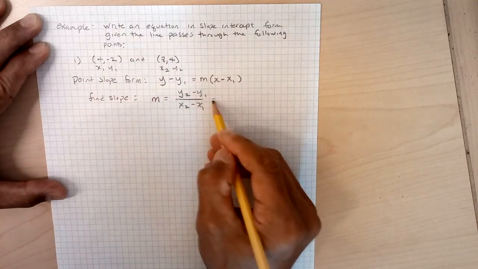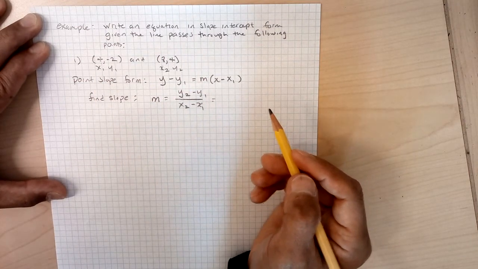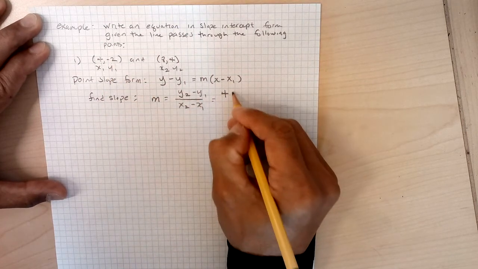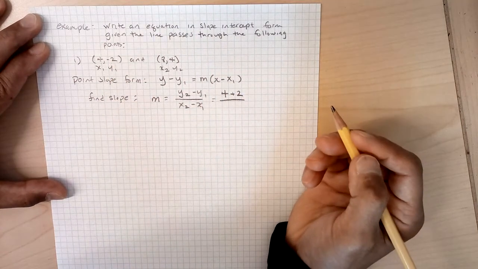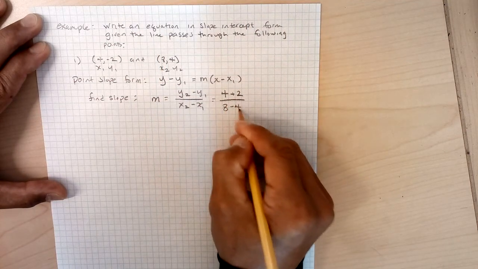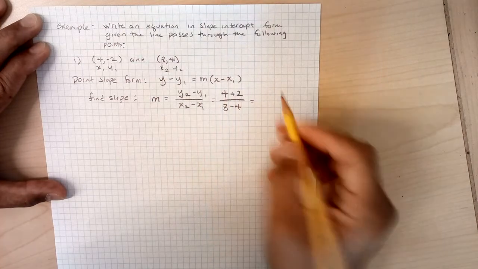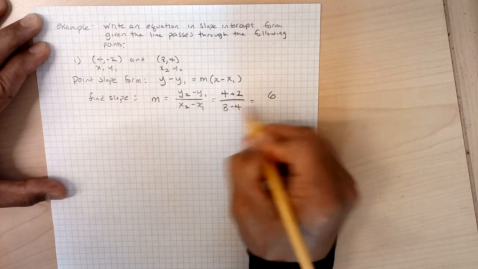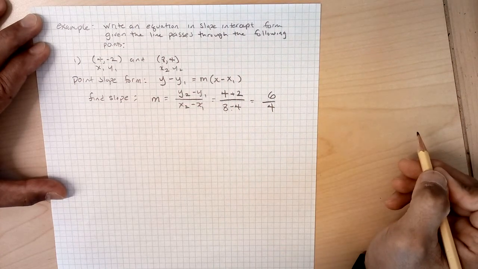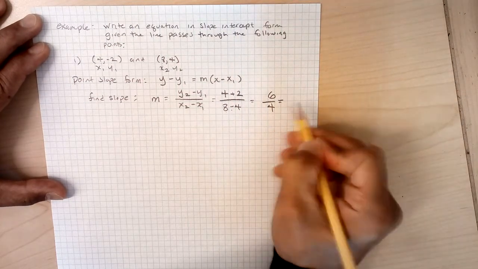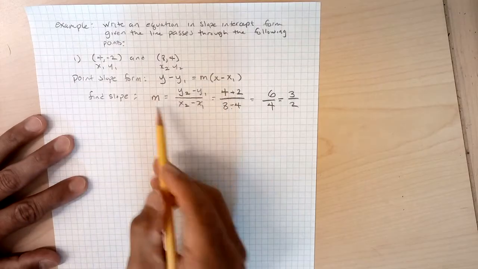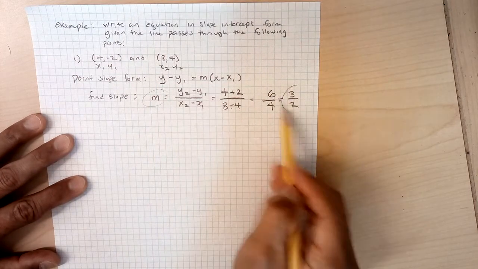Everything here is labeled, so I could plug those into the equation for the slope. Y sub 2, 4, minus y sub 1, so minus -2 becomes plus 2, over x sub 2, 8, minus x sub 1, 4. So in the numerator, 4 plus 2, 6. And in the denominator, 8 minus 4, 4. So 6/4. I'm going to leave it as a fraction, although I need to simplify that fraction. Divide both the numerator and denominator by 2. So this is the slope, m, 3/2.